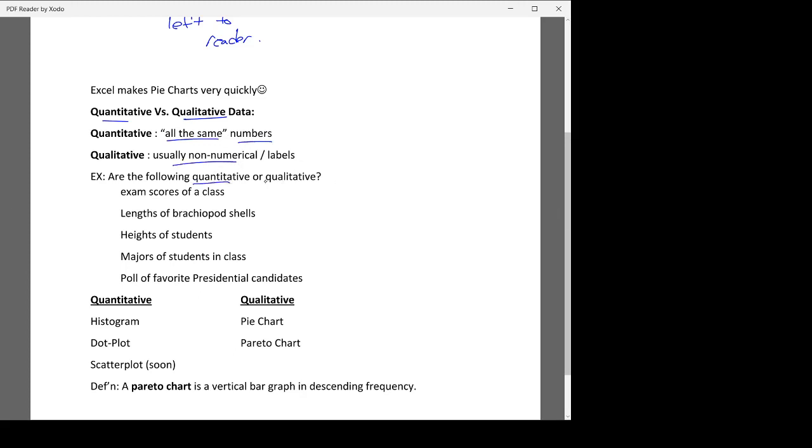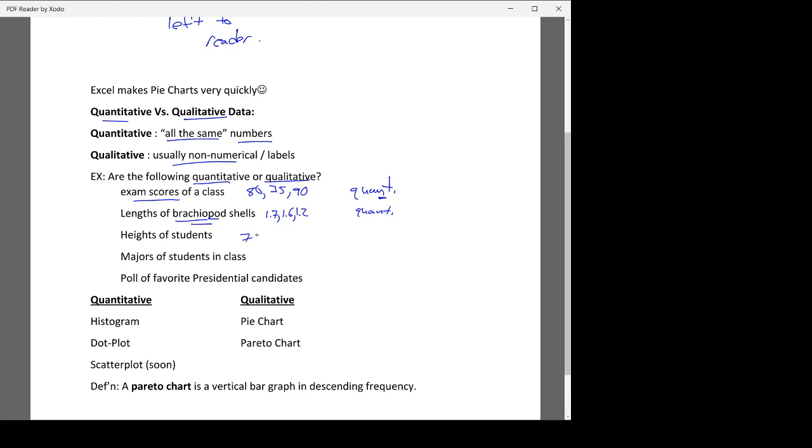Quant numbers are qualitative, not numbers. Exam scores of a class, those are all numbers, right? Like 80, 75, 90. So that's going to be quantitative. Lengths of brachiopod shells. So these are some kind of ancient stuff. So prehistoric entities from the oceans. So maybe it'd be like 1.7, 1.6, maybe millimeters or whatever, 1.2. Those are going to be numbers that are all kind of the same. You can compare them and divide them and see.